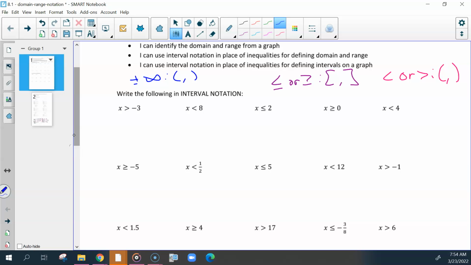So going through some of these, they are written in set builder notation, and our goal is to write them in interval notation, so using the brackets and parentheses. X is greater than -3. We would start at -3, and if it's everything greater than, it's going to keep going to the right towards positive infinity. So this would be -3 with parentheses, and it would go to positive infinity.